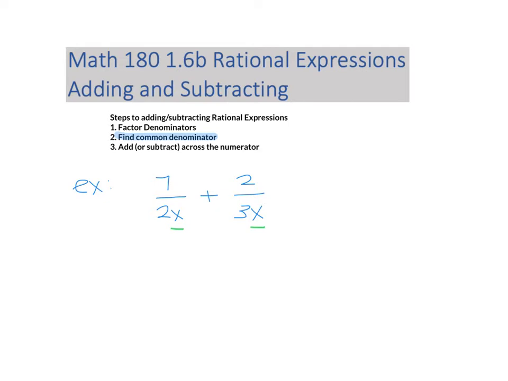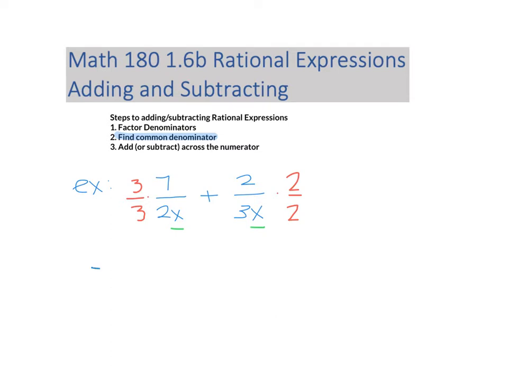We want to multiply the 7 over 2x by 3 over 3. That's going to give us the factor of 3 in that denominator. And we can multiply by 3 over 3 because that's just equal to 1. And multiplying by 1 doesn't change the quantity. And the rational expression 2 over 3x, we're going to multiply by the factor that it doesn't have from the other rational expression, which is 2. So again, we multiply by 2, both top and bottom. So we're multiplying by 1 and it doesn't change the expression.